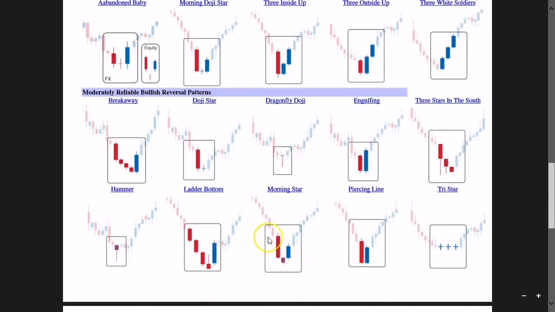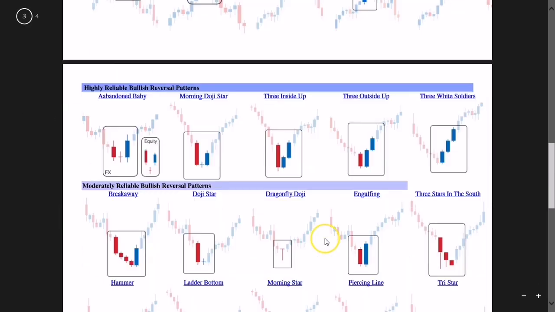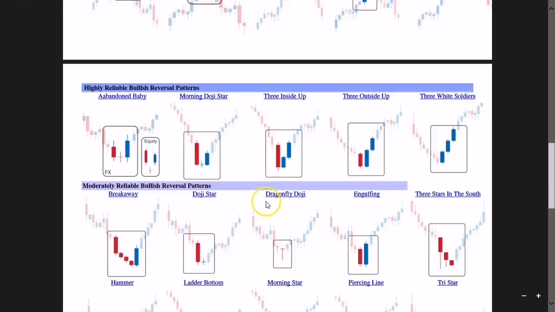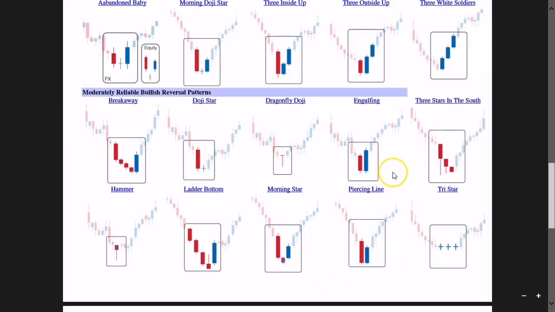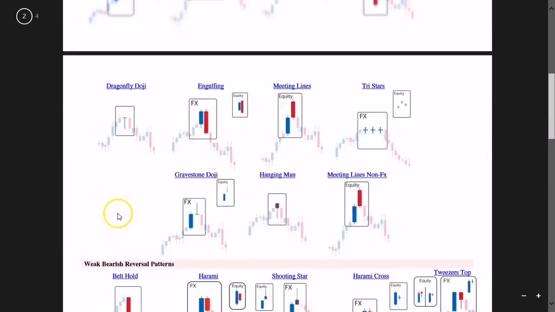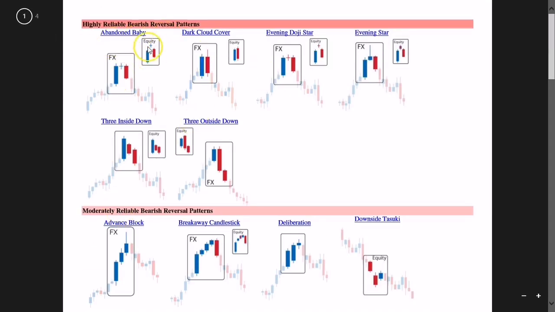So these are the patterns you're going to want to be studying. There is a lot of patterns to study. However, these are the ones I really want you to focus on. The abandoned baby, the morning doji star, and a piercing line / engulfing, right? The piercing line, the body doesn't close above, so really the engulfing is the best one. The engulfing, morning doji star, abandoned baby, let me scroll all the way up. Abandoned baby, dark cloud cover, evening doji star, evening star.